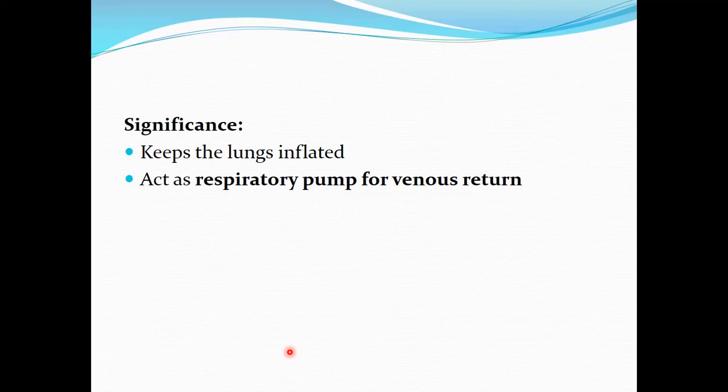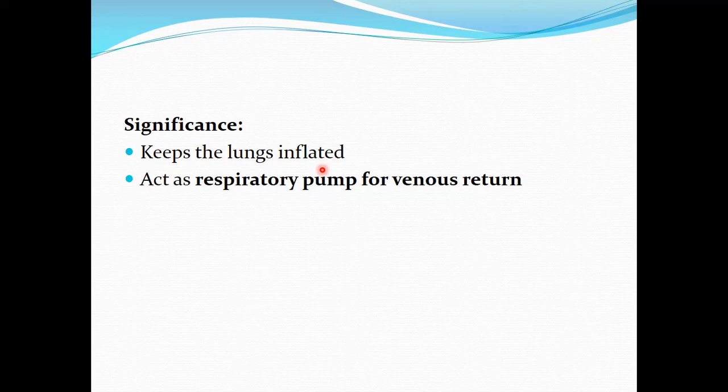Now, significance of the intrapleural pressure. Intrapleural pressure keeps the lungs inflated. As we just discussed, this subatmospheric pressure balances the recoiling tendency of the lungs. So if there is loss of this subatmospheric pressure, the lungs will be deflated or will have a tendency to collapse. So one important function performed by the intrapleural pressure is that it keeps the lung inflated.